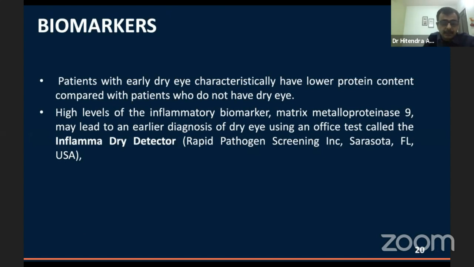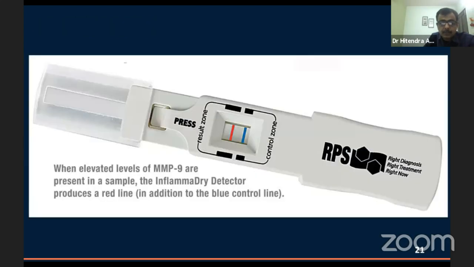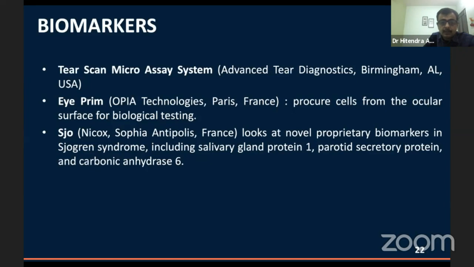Before we complete, I think biomarkers should be discussed. Patients with early dry eye characteristically have lower protein content compared with patients who do not have dry eye, and high levels of inflammatory biomarkers like matrix metalloproteinase 9 may lead to early diagnosis of dry eye. There are various ways of doing it, such as TearScan, micro assay system, InflammaDry, and SJO.